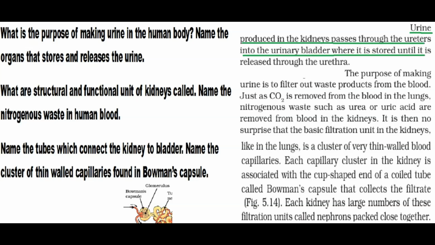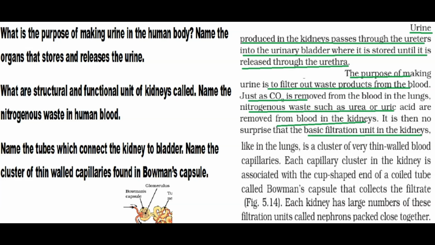bladder where it is stored until it is released through the urethra. The purpose of making urine is to filter out waste products from the blood, just as carbon dioxide is removed from the blood in the lungs. Nitrogenous waste such as urea or uric acid are removed from blood in the kidneys. It is then no surprise that basic filtration unit in the kidneys, like in the lungs, is a cluster of very thin-walled blood capillaries.